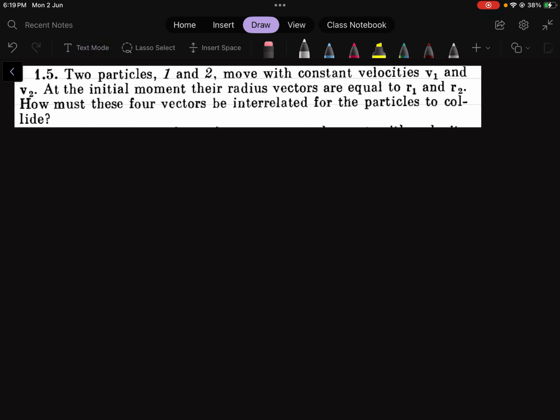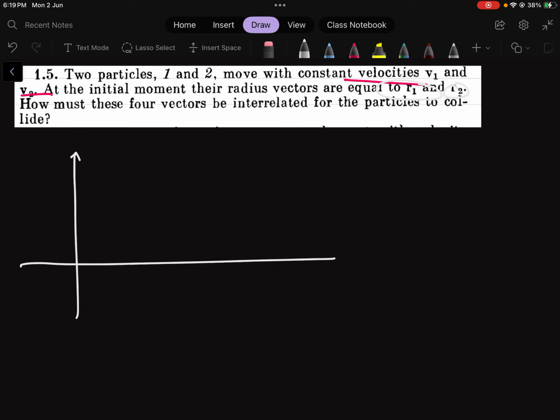So this looks like a very simple, short and sweet question. Two particles, 1 and 2, move with constant velocities v1 and v2. At the initial moment, the radius vectors are equal to r1 and r2. So you basically know the position of the two particles initially. Now what the question is asking is how must these four vectors be interrelated for the particles to collide?